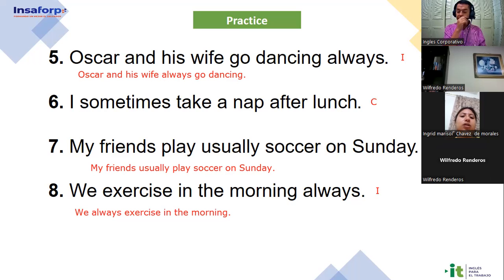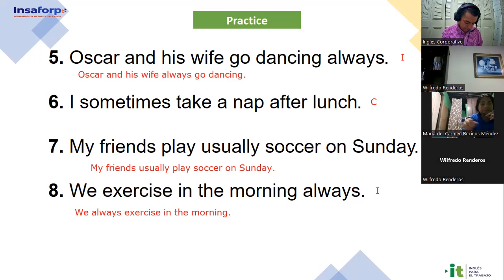Okay, Wilfredo, can you help me, please? Read the sentences, Wilfredo. For the class, please. Mr. Renderos. Okay, so let me see. Maria, please read the sentences, Maria. Okay.